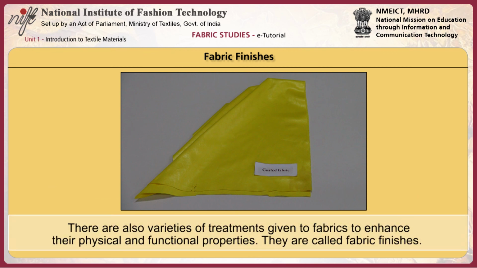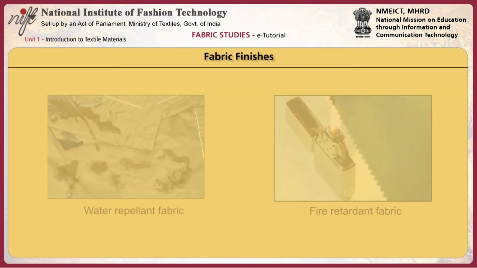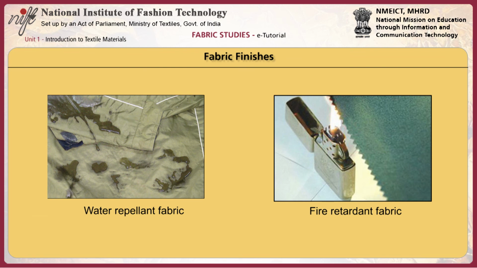There are also varieties of treatments given to fabrics to enhance the physical and functional properties. They are called fabric finishes. They may be done to impart softness, stiffness or certain characteristics such as water repellency or fire retardancy. Understanding the basic components of a textile fabric is important to learn the durability, hand, feel and look of the end product. The manufacturing and finishing of a textile product is a complicated process and hence requires long-term planning.